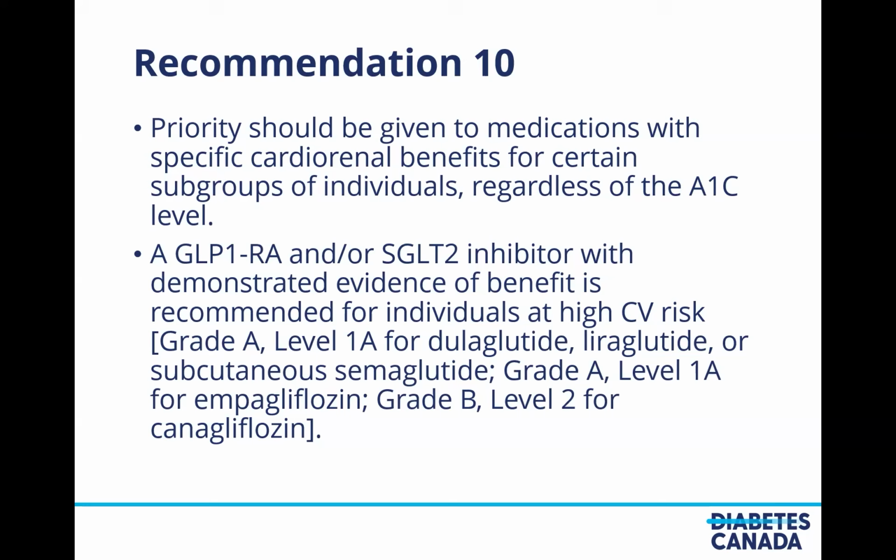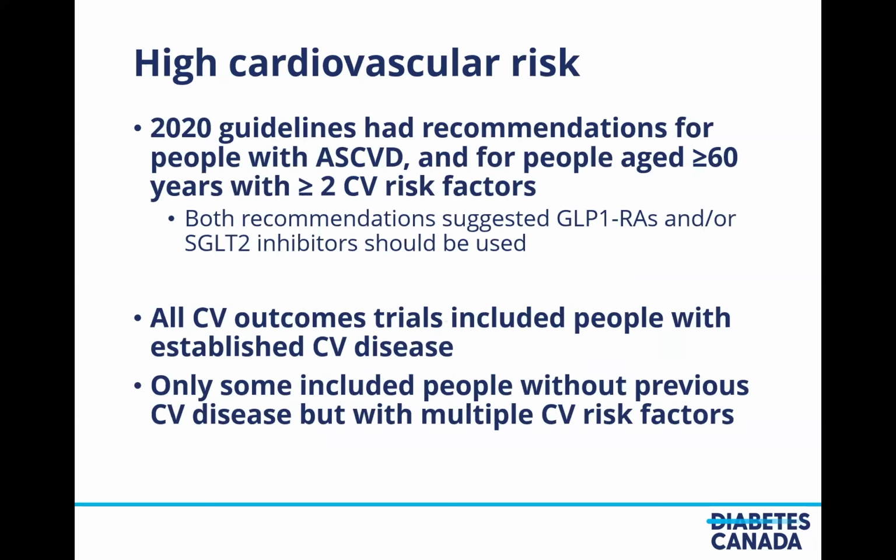So a GLP-1 receptor agonist and/or an SGLT2 inhibitor with demonstrated evidence of benefit is recommended for individuals at high cardiovascular risk. And the specific agents that have demonstrated evidence of benefit are shown in the brackets there and are also discussed in the text of the guideline. Now, what does this mean, high cardiovascular risk? So let's talk about that in a little more detail.